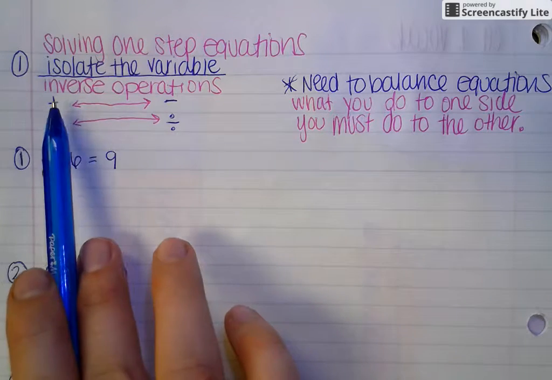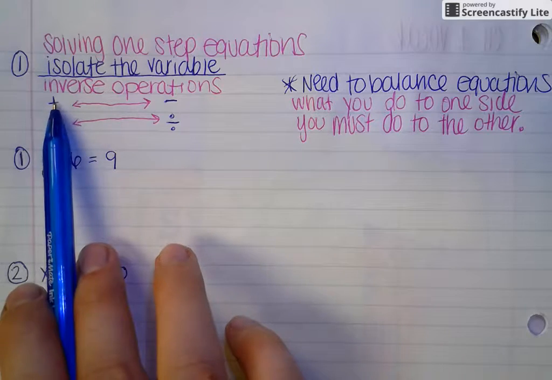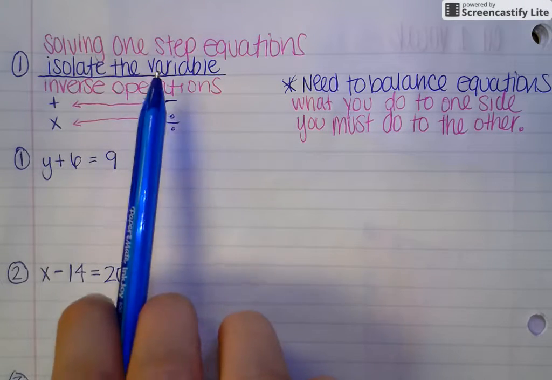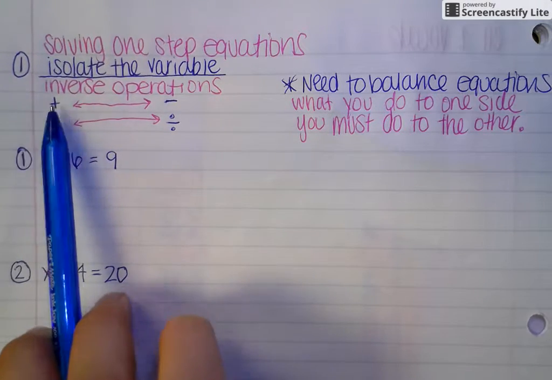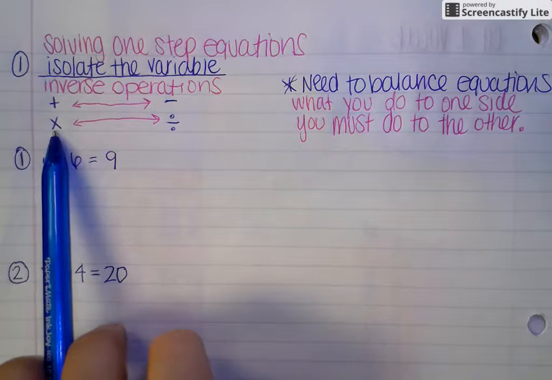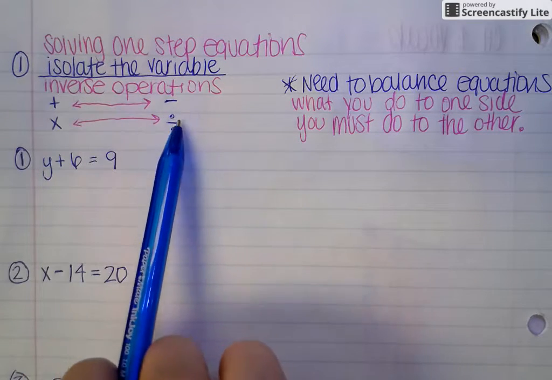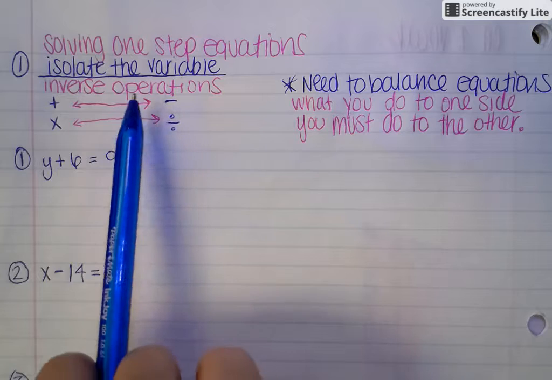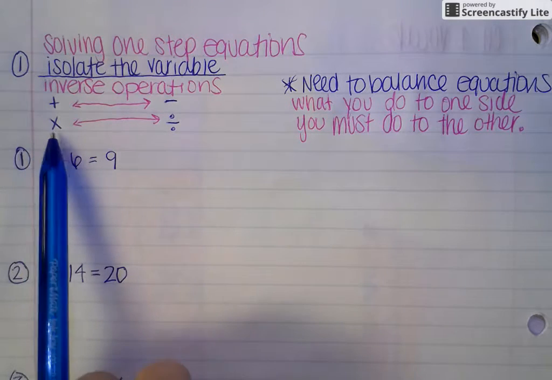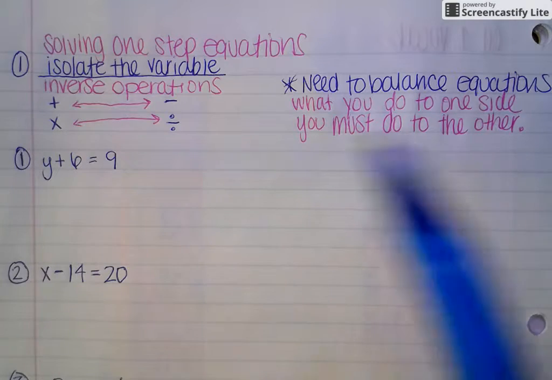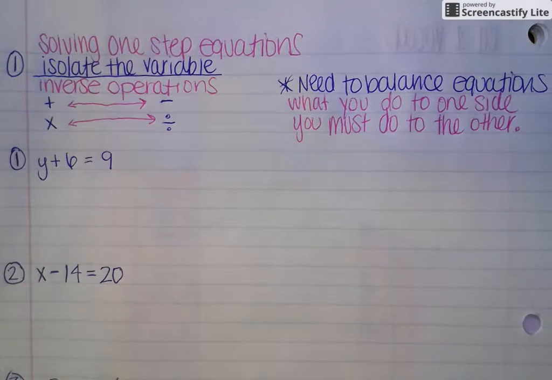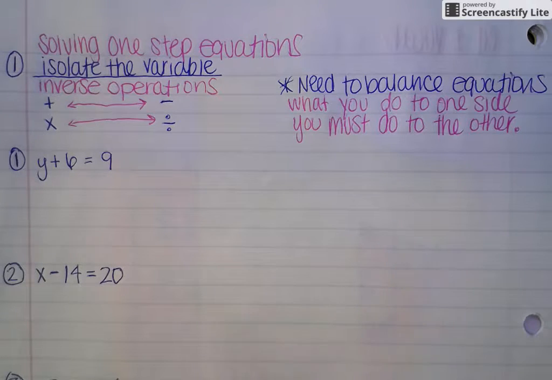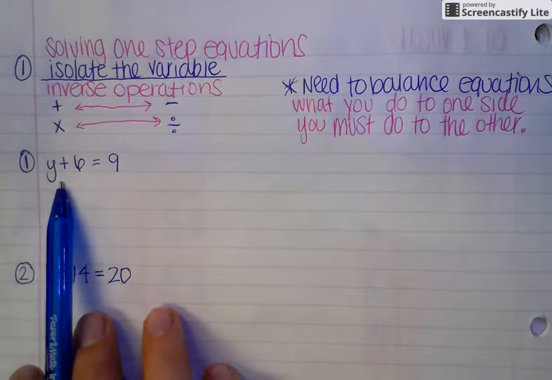And that means that if a variable is being added by a number, you want to get rid of it by subtraction. And if a variable is being subtracted by a number, you would want to use addition. Now, that applies for multiplication. You would want to use division to get that variable by itself. And for division, you want to use multiplication to isolate the variable. Now, each equation needs to be balanced, so what you do to one side, you must always do to the other side.